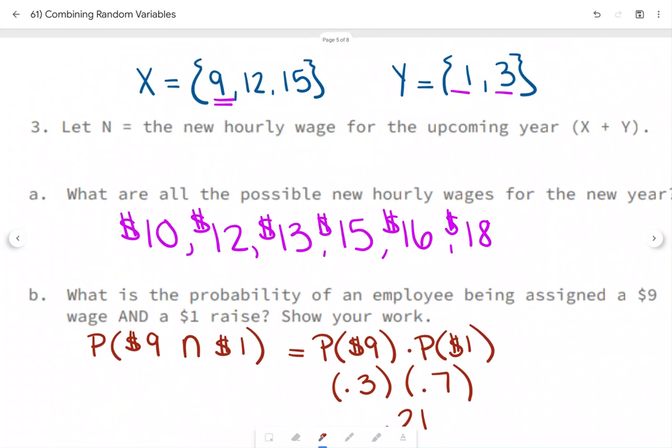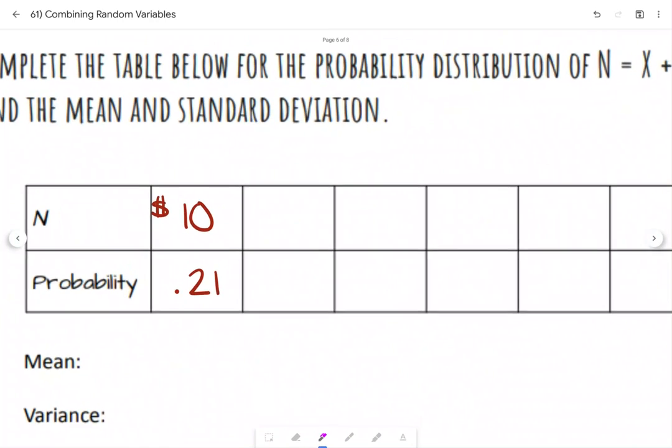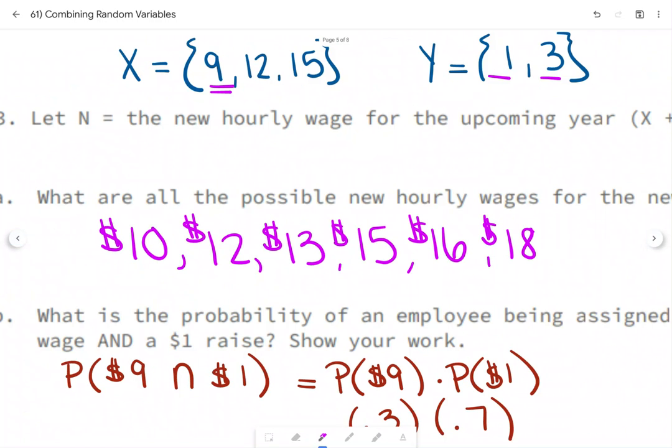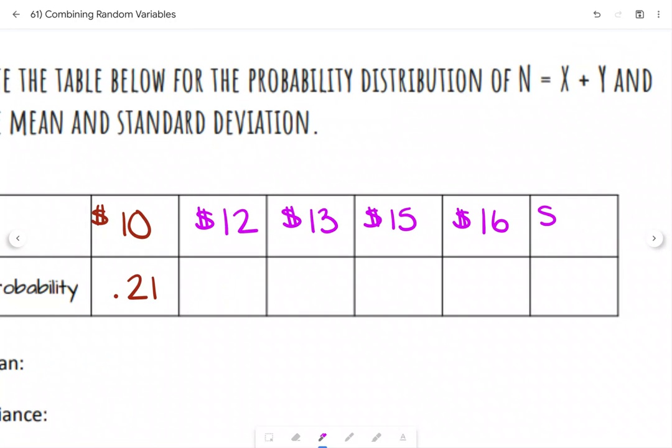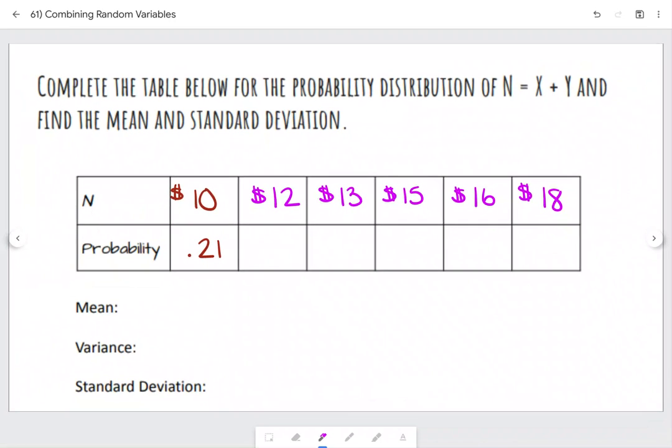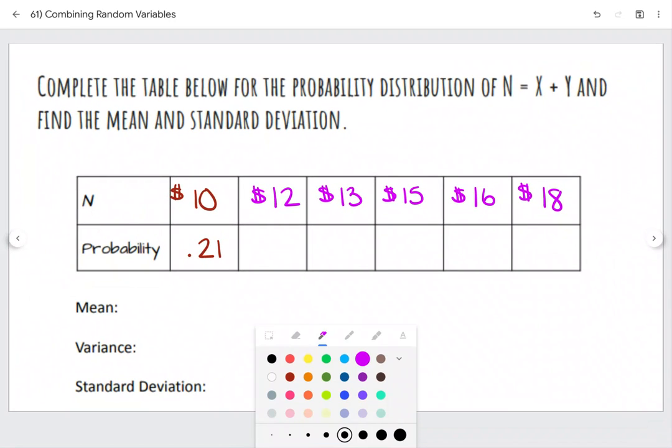I'm going to go borrow everything we just filled out in part A. That's going to be all of our potential outcomes here, right? So I have 12, 13, 15, 16, and 18, all coming from that part A there. And I could keep going with this. I can go get my probabilities of all the other components.